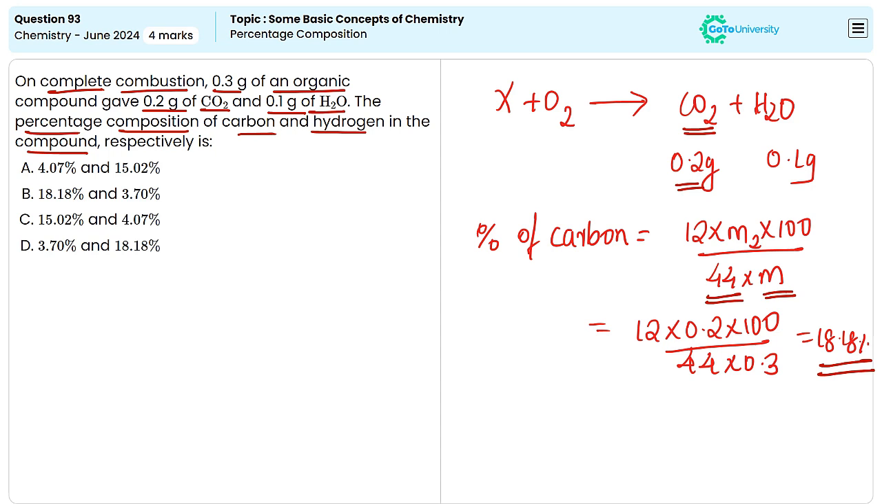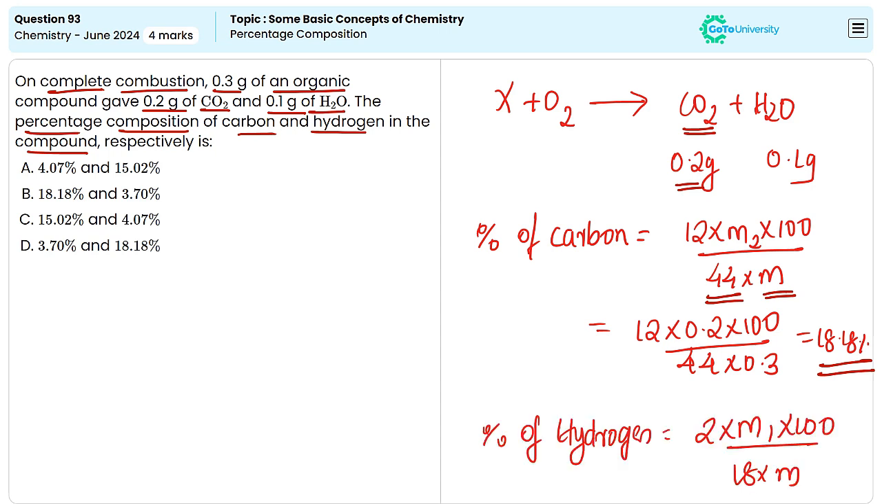Similarly, we can find out the percentage composition of hydrogen, that is equal to the molar mass of hydrogen multiplied by the mass of water produced multiplied by 100 divided by molar mass of water multiplied by the mass of organic compound, because hydrogen is present only in one product, that is water. So we need to take the molar mass of water only here.